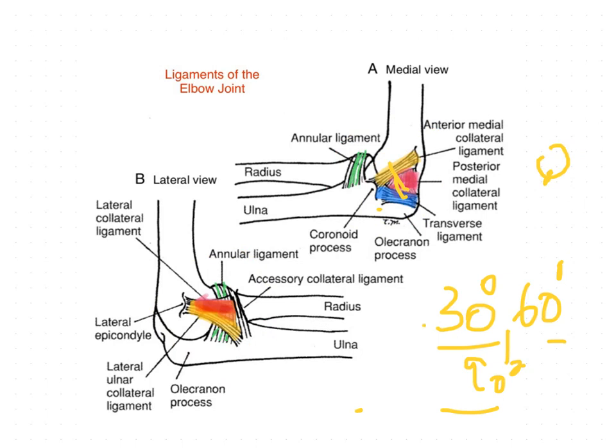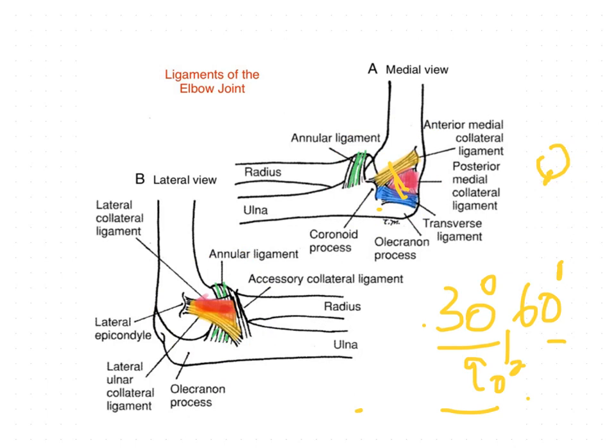So from 30 to 90 degrees, the anterior band of the anterior bundle of the medial collateral ligament acts as the primary restraint of valgus at 30, 60 and 90 degrees of flexion. And for the remaining degrees, the anterior band acts as the co-primary restraint up to 120 degrees.